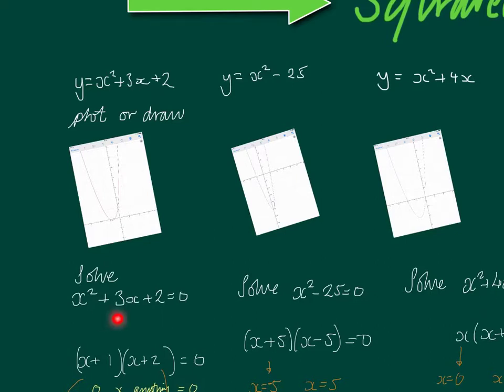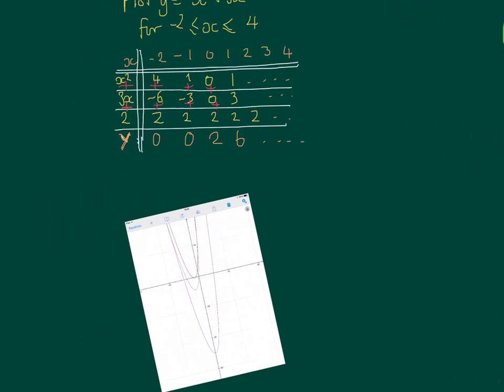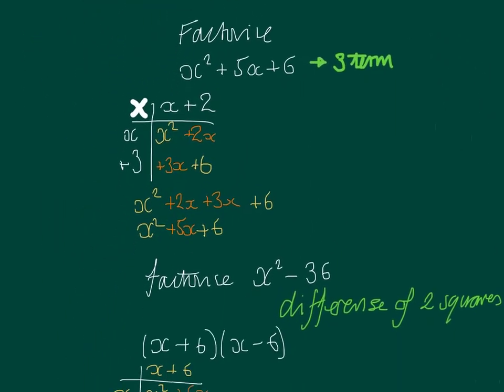To solve them, they need to be equal to 0, because if they're equal to 0, you're able to factorise them. Now, factorising an equation is a really important skill, factorising a quadratic, so I've written some things down here for you to do that.